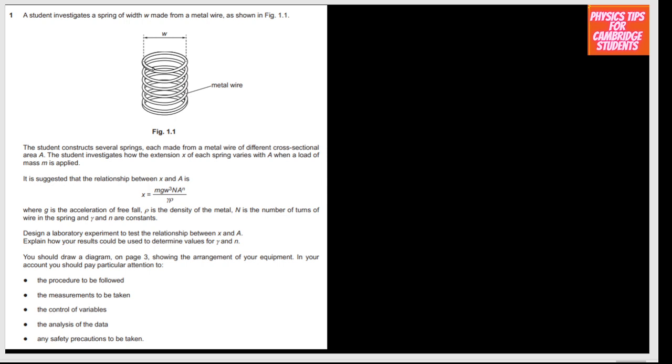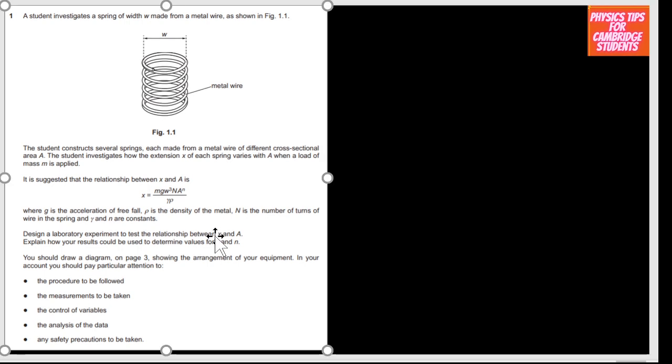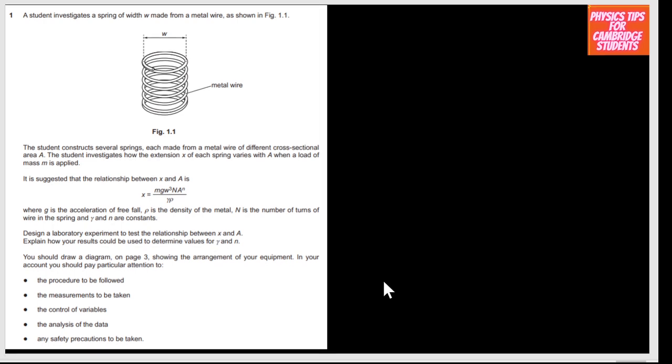So like I said, the first thing, because you have been asked to design a laboratory experiment to test the relationship between X and A. Okay, so between X and A, let me just highlight that. So that will be your X and that is your A. Now, you should be careful that X is the extension here.